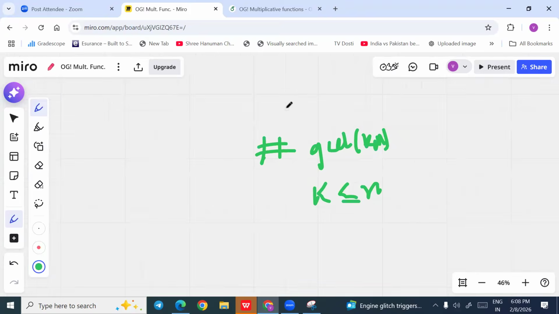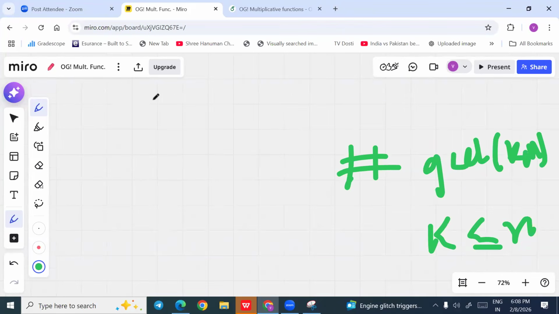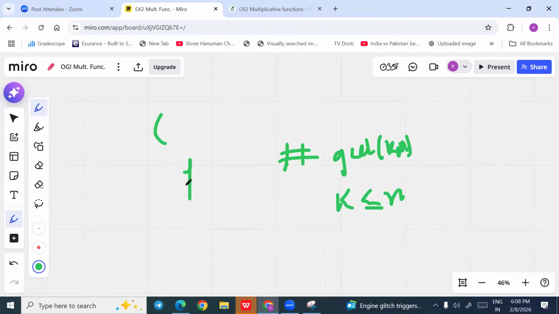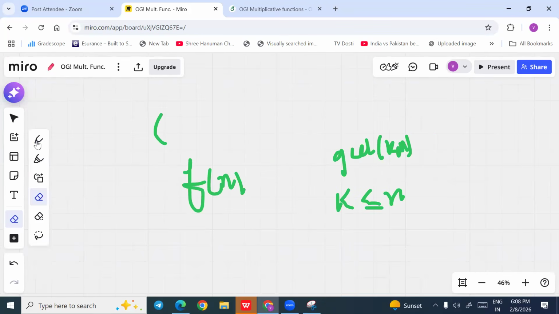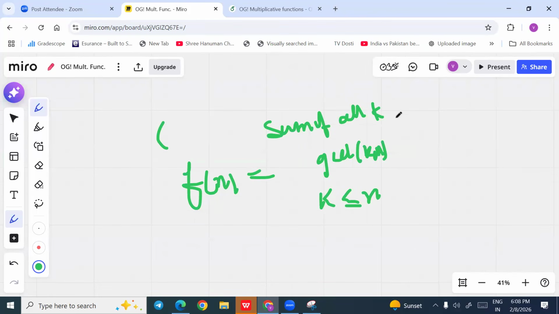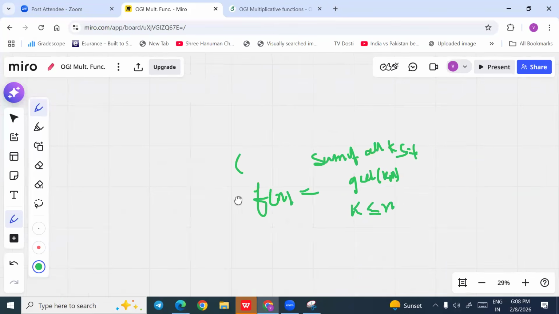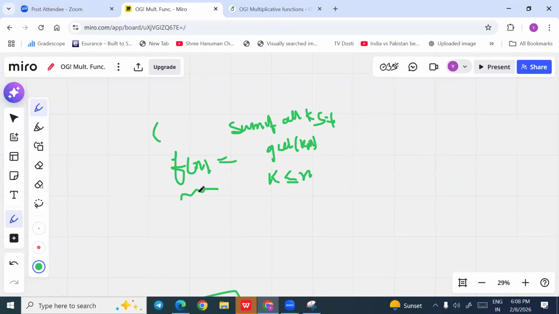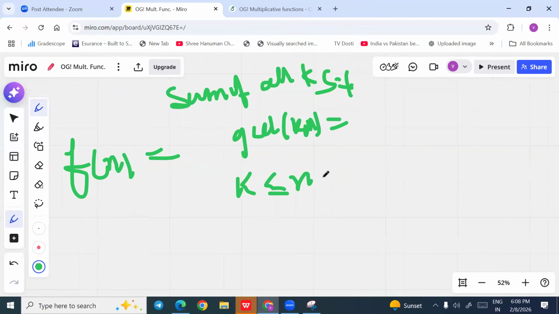Let me tell you, suppose that function is f of n, which is the sum of all such k. If you let this be f of n, can you get me an explicit formula for f of n? Wait, do you want just coprime or any GCD? No, just coprime.